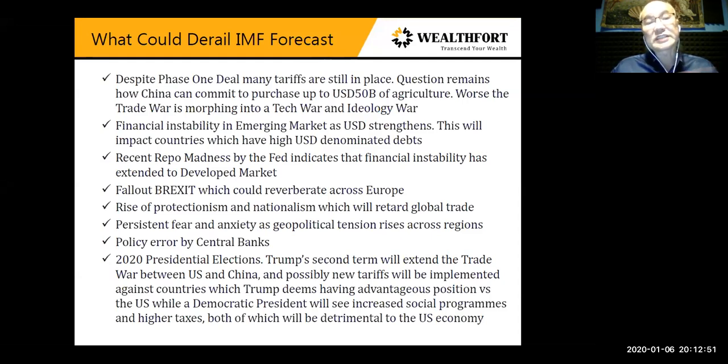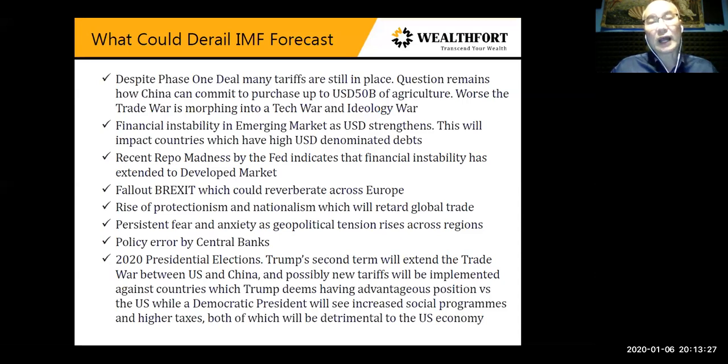So the recent repo madness by the Fed indicates that financial instability has extended to the developed market. Now, repo is a very big issue, and I think I will not discuss it in detail here, but it is like the banks do not trust each other anymore, so much so that the overnight rate suddenly skyrocketed and the Fed had to step in to actually pump liquidity into the market. Okay, then we also have the fallout from Brexit, which could reverberate across Europe.